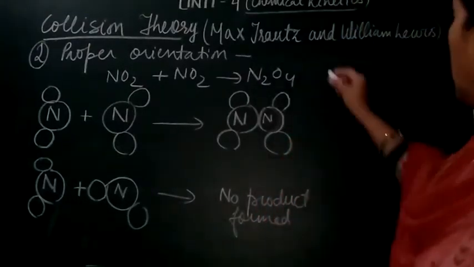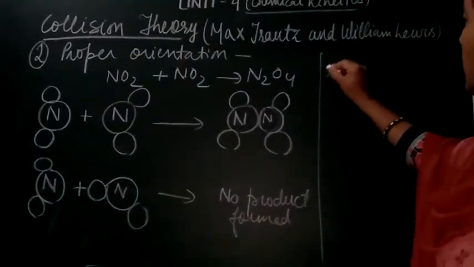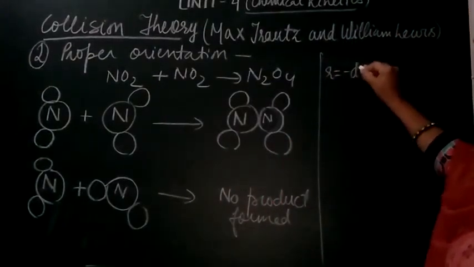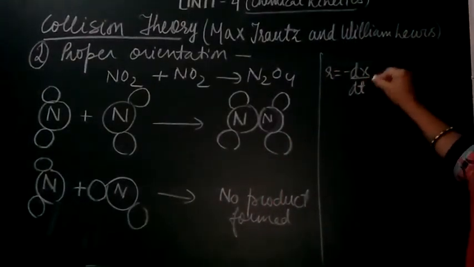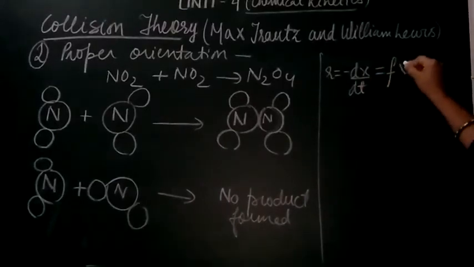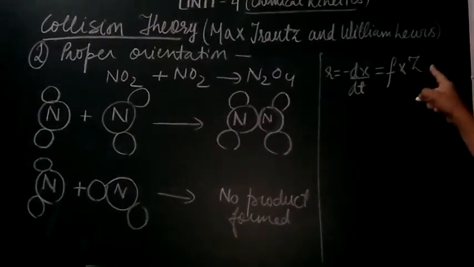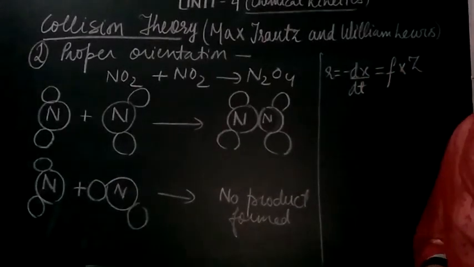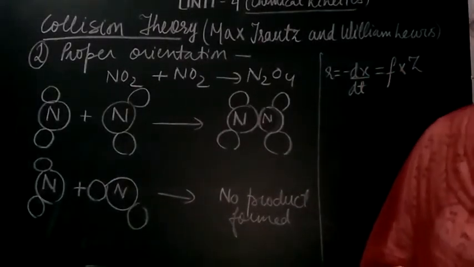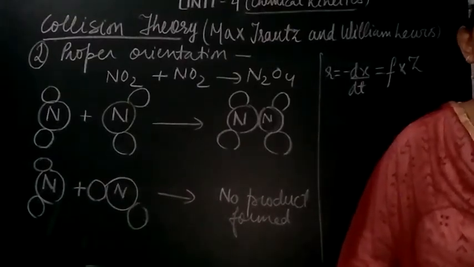So, according to collision theory, the rate R equals minus dx upon dt equals F times Z, where F is the fraction of molecules showing the effective collision, and Z is the collision frequency. So students, just go through it and note down the collision theory.